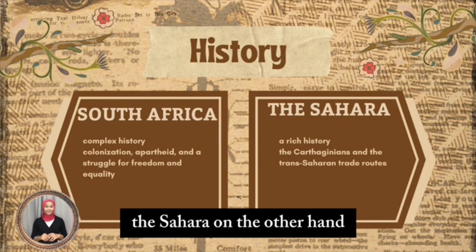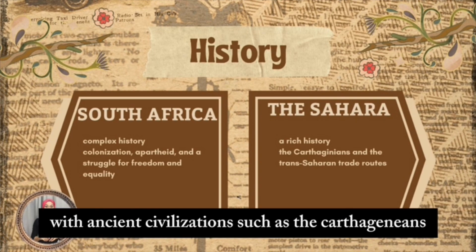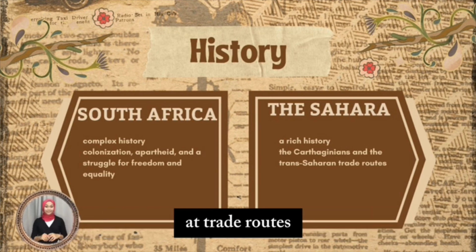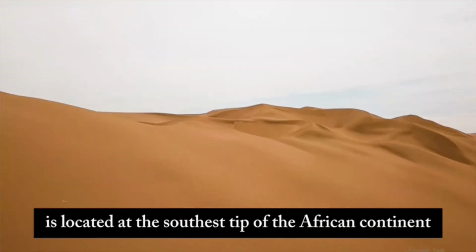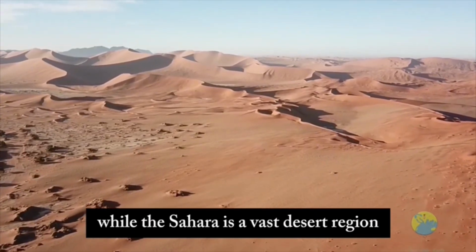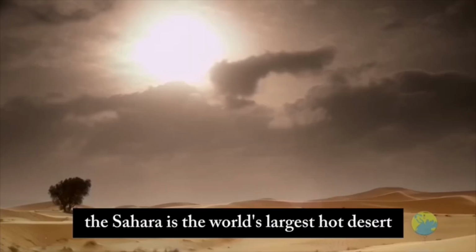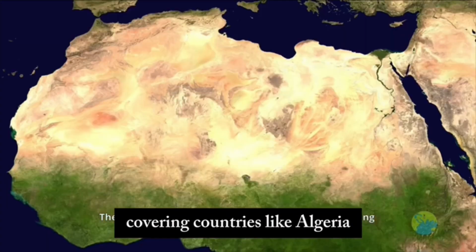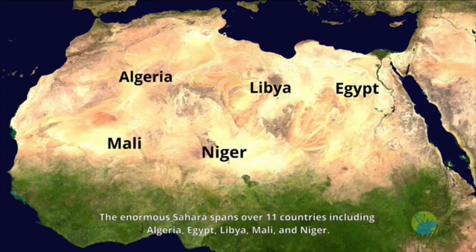The Sahara, on the other hand, has a rich history associated with ancient civilizations such as the Carthaginians and also the Trans-Saharan trade routes. South Africa is located at the southern tip of the African continent, while the Sahara is a vast desert region stretching across North Africa. The Sahara is the world's largest hot desert, covering countries like Algeria, Libya, Egypt, Mali, Niger, Chad, and also Sudan.